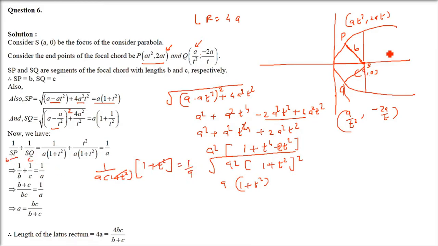So this SP is b and SQ is c. So 1 by b plus 1 by c is ultimately 1 by a. We have actually removed this t. Just rearrange: a will be bc by b plus c, multiplied by 4, and 4a is the latus rectum. So 4bc by b plus c is the answer.